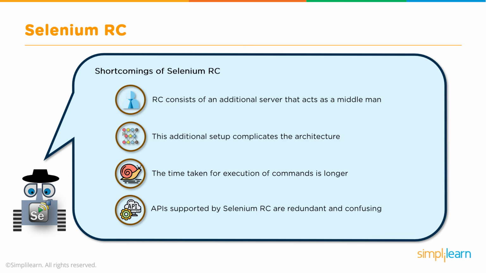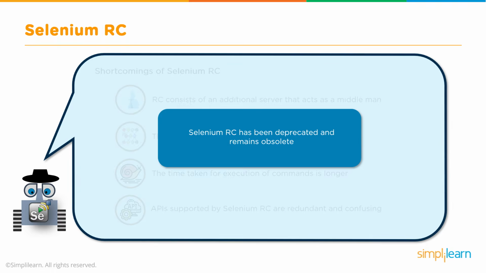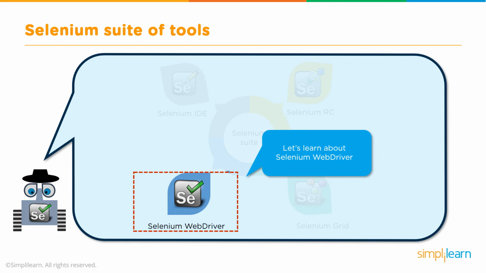Lastly, the APIs supported by RC are very redundant and confusing. RC does have a good number of APIs. However, it is less object oriented, so they are redundant and confusing. For example, if you want to write into a text box, how and when to use a type keys command or just a type command is always confusing. Another example is some of the mouse commands, using a click or a mouse down. Both provide almost similar functionality. That is the kind of confusion developers used to face. Hence, Selenium RC got deprecated and is no more available in the latest Selenium versions. It is obsolete now. Now to overcome these shortfalls, WebDriver was introduced.